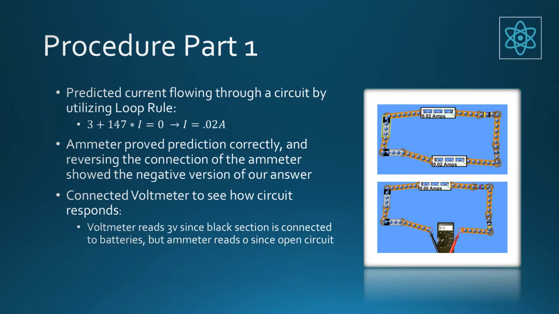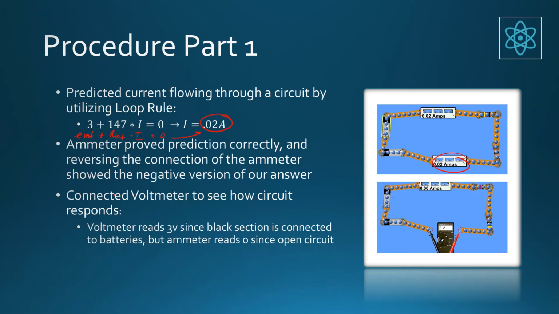The first part of this lab had us predict the flowing current through a circuit by utilizing the loop rule. Here we have the EMF of the two batteries plus the resistance total, since the two resistors are in series, times the current, equal to 0, and we solve for this current here, which is verified in the ammeters.